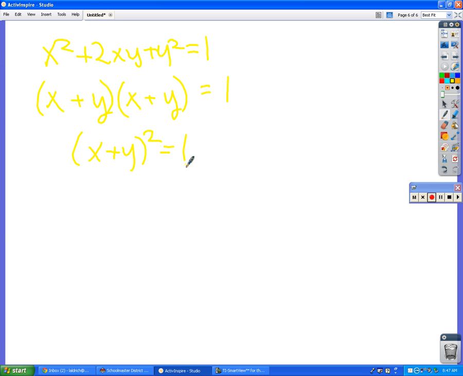Nice. Square root both sides. If I square root both sides, the square root and the squared cancel, which leaves me x plus y.